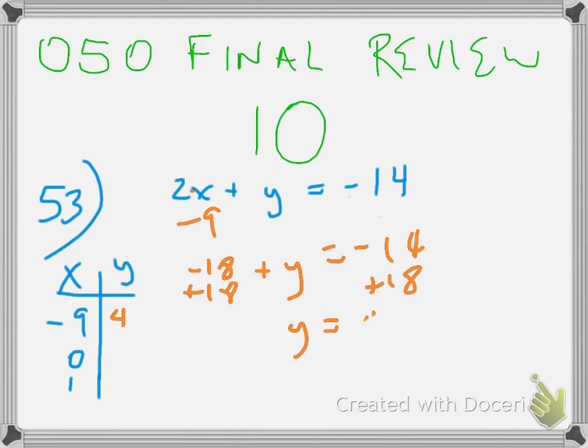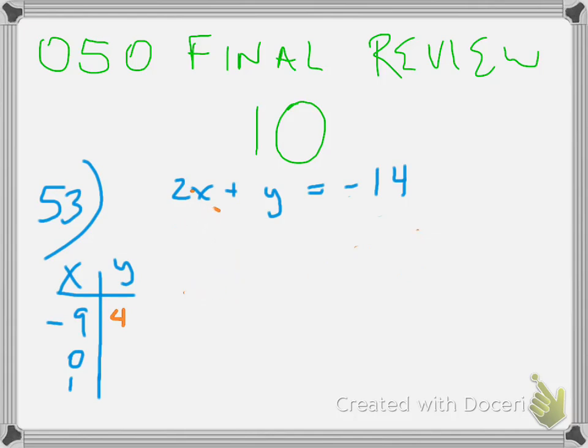Next, I have to erase this because I just don't have room. So next, let's plug in 0 for x. My favorite thing to plug in. Why? Because it just zaps out that whole thing. And then you get y is equal to -14. I like it because it requires the least amount of work. And then 1. 1's not too bad either.